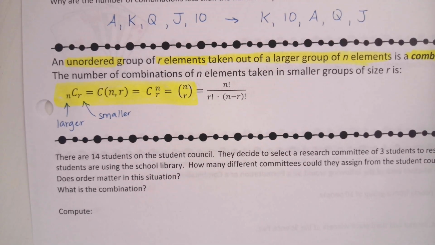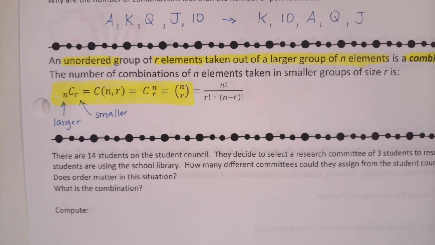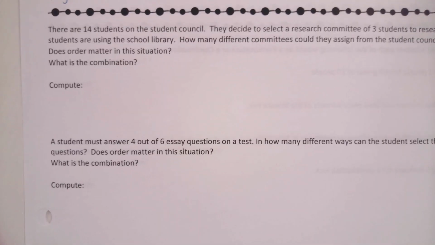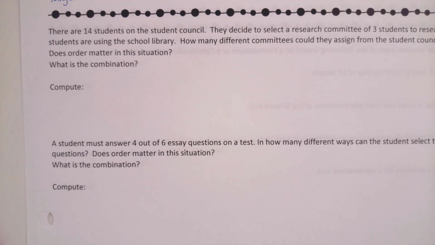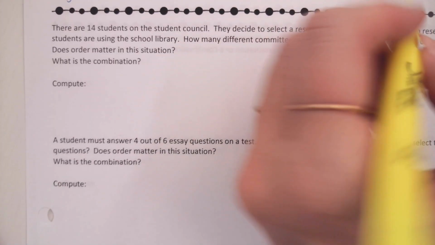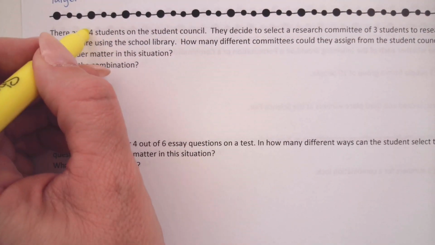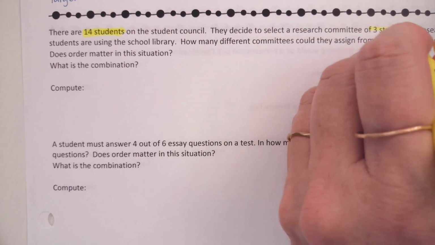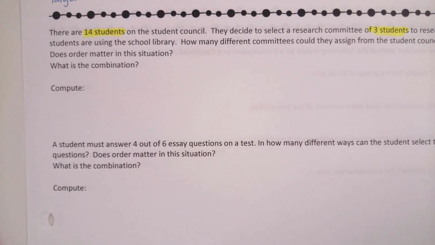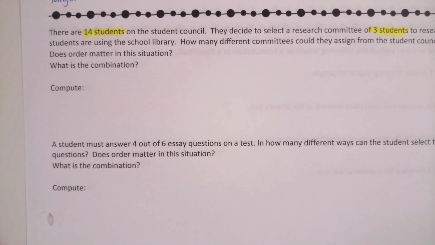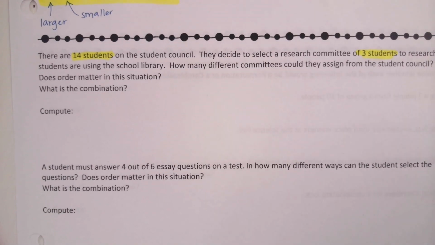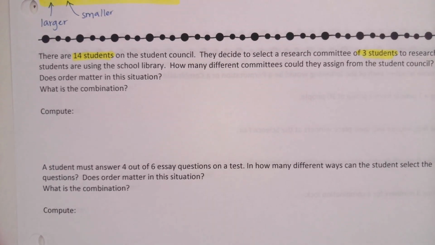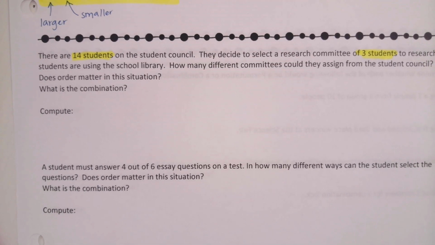Let's try one using our formula. There's 14 students on the student council. They decide to select a research committee of 3 students to research how the students are using the school library. How many different committees could they assign from the student council? So are we taking these 14 and putting them in different places, first place, second place, third place? No, we're just choosing a group of 3.